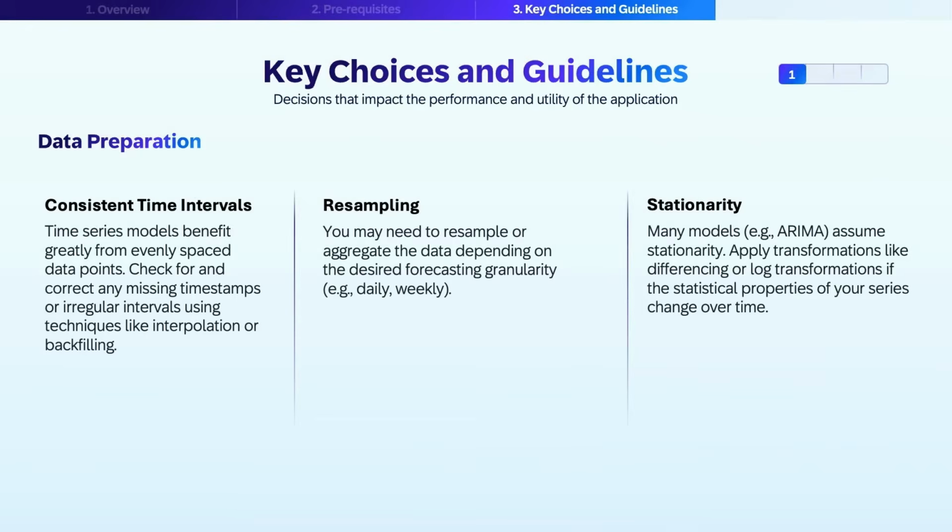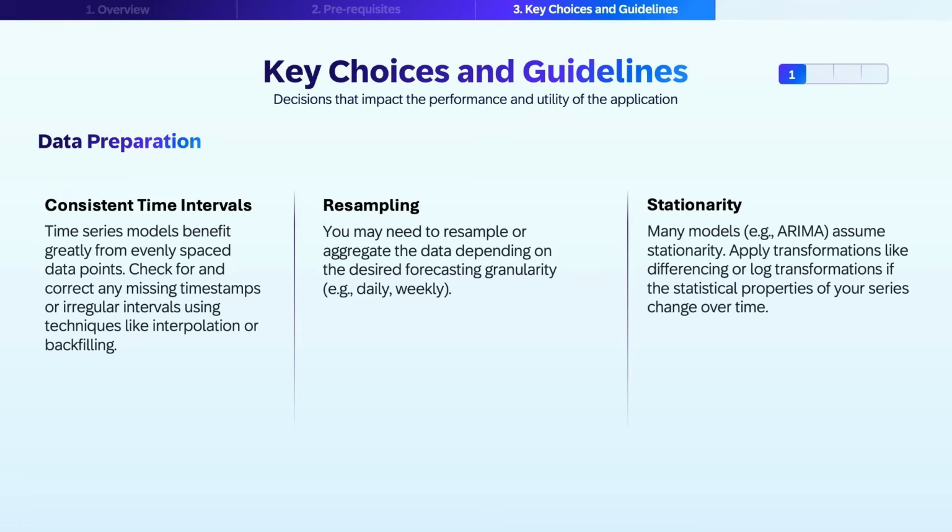Effective data preparation is crucial for quality time series analysis. In SAP HANA ML, key guidelines focus on 3 strategic areas. First, consistent time intervals. Time series models benefit greatly from evenly spaced data points. Check for and correct any missing timestamps or irregular intervals using techniques like interpolation or backfilling.